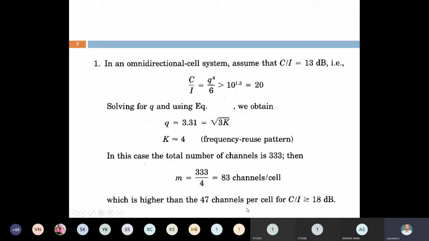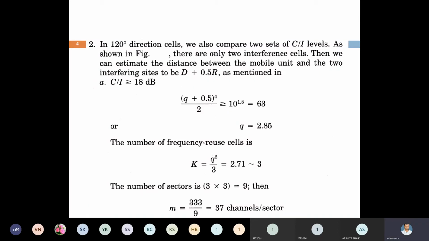Now taking another example, we are using a directional antenna system. Here we have to apply 120-degree sectoring. Suppose there are only two interfering cells. There is a difference between the omnidirectional and directional antenna systems: in the omnidirectional system, 6 co-channel cells interfere, but in the directional system only particular cells can interfere. Here in this example, only two interfering cells cause interference.